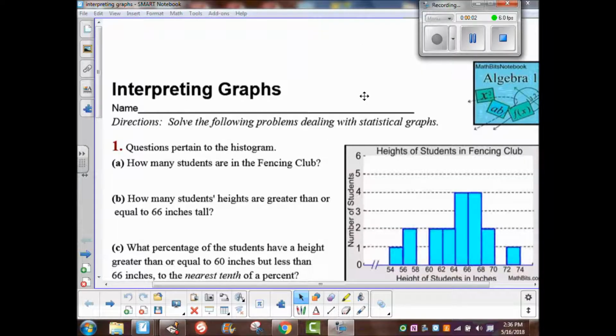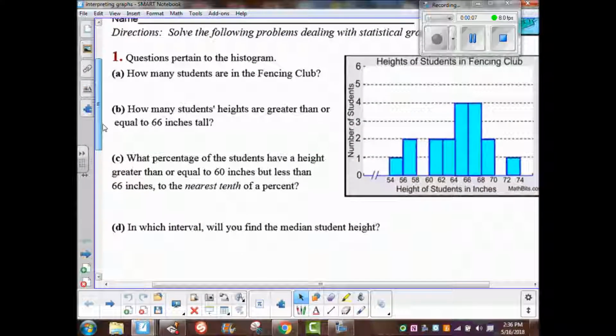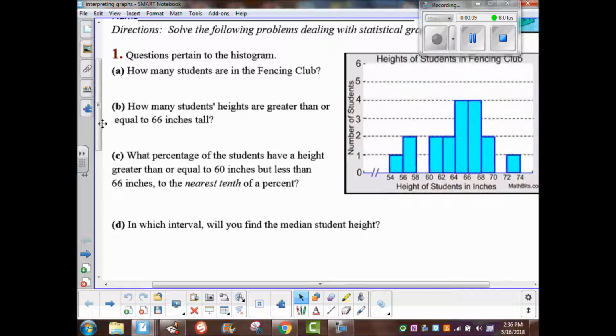All right, so interpreting graphs. Questions pertain to this histogram. Let's address a histogram first. It says how many students are in the fencing club. When you have a histogram, obviously the bars must touch, and you've got the frequency along the y-axis. Then just add up those totals, and you should end up with, anybody got it?